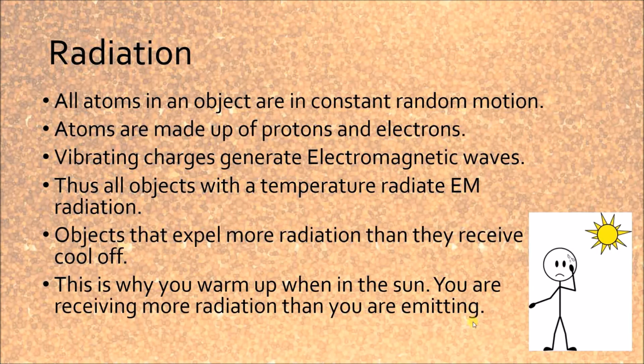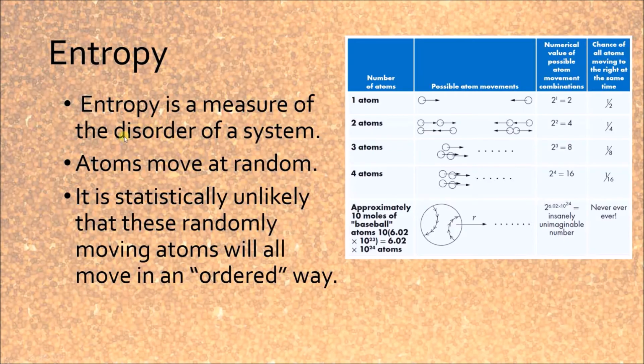Now, objects that expel more radiation than they receive will cool off. So this is why you warm up when you're in the sun. You're receiving more radiation than you're emitting. Out in the sun, the temperature of the sun is much greater than the temperature of you, so it's emitting more radiation than you are, and so you warm up because of the radiation difference. Entropy is a measure of the disorder of a system.